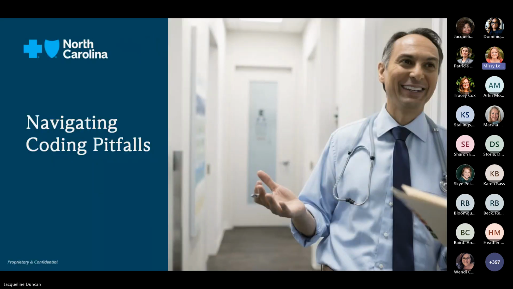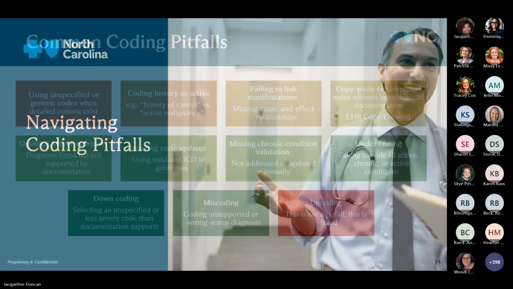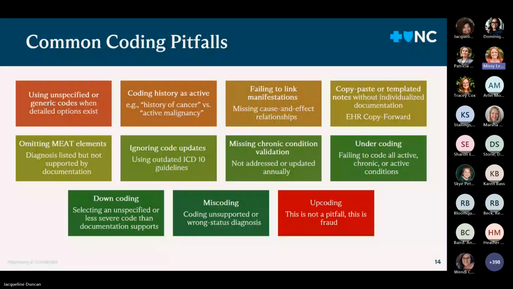Now let's look at some common coding pitfalls. This slide covers some common coding pitfalls and their impact on risk adjustment. Errors like using unspecified codes, coding history as active, and failing to link manifestations can distort a patient's risk profile. Other issues include copy-paste documentation, omitting the MEAT elements, and ignoring ICD-10 updates.